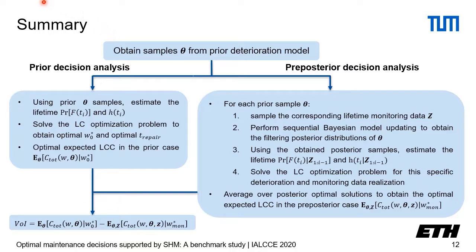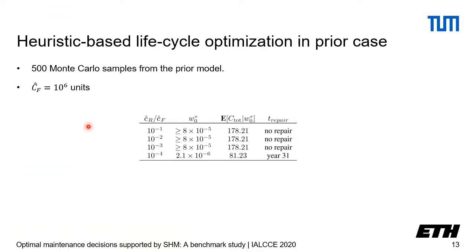We have now reached the results section, and I will first show the results of the heuristic-based lifecycle optimization problem in the prior case, which we obtain using 500 Monte Carlo samples from the prior model. We need to define some costs. So for the cost of the failure event, we define rather arbitrarily here a value of 10 to the power of 6 units. And for the cost of repair, we assume different ratios in relation to the cost of failure.